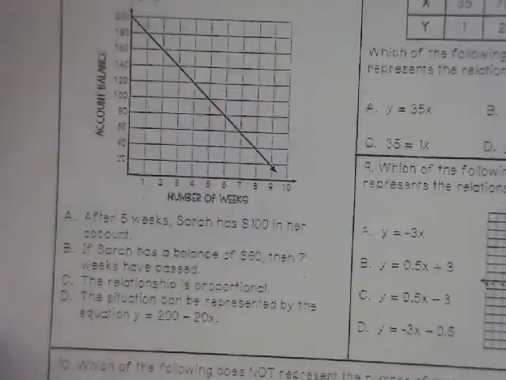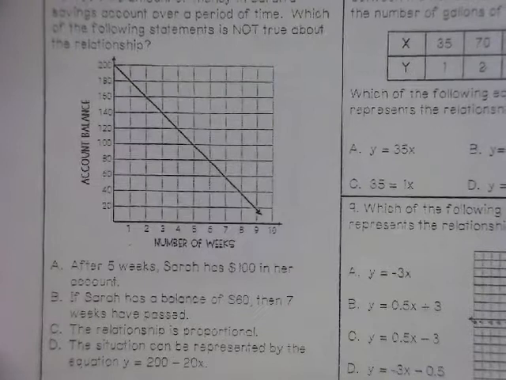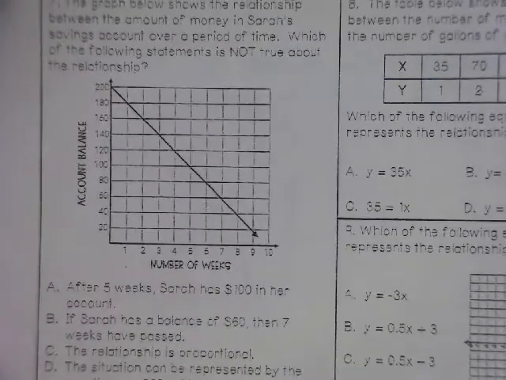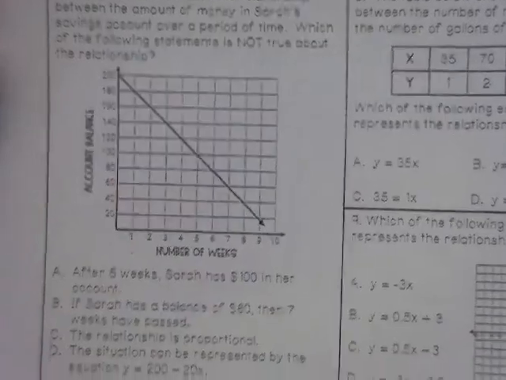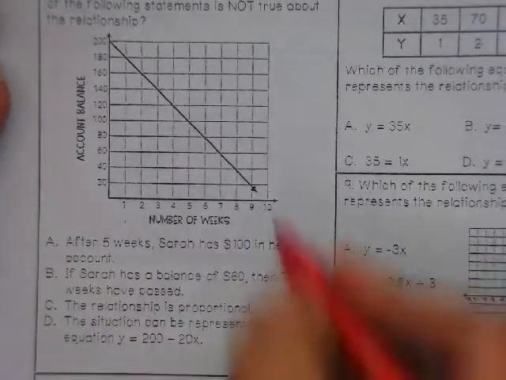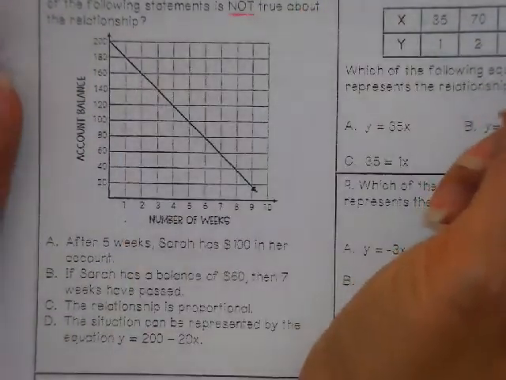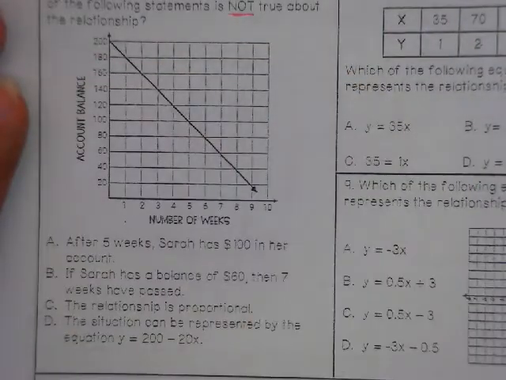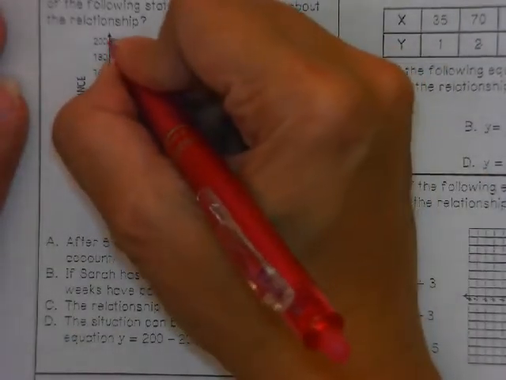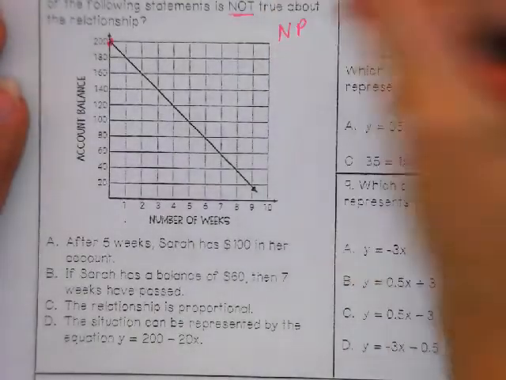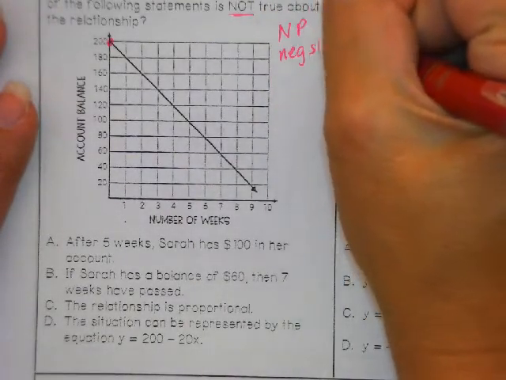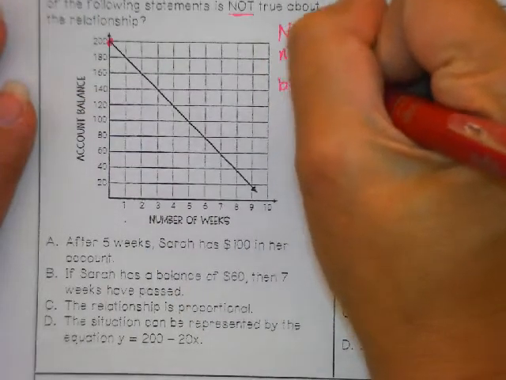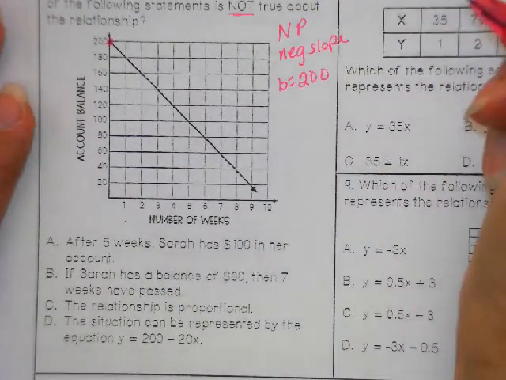All right, next page. The graph shows the relationship between the money and Sarah's savings account over a period of time. Which of the following is not true? So you're looking for the false answer. Well, what do we know about Sarah here? Well, it is not going through the origin, so this is non-proportional. It has a negative slope. It has a b value of 200.